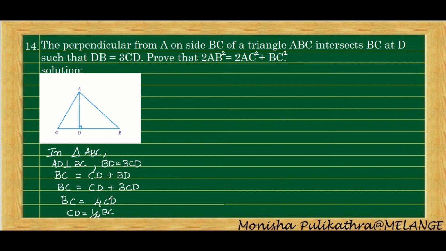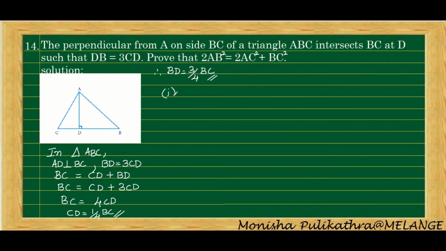Okay, CD is equal to 1/4 of BC. If CD is 1/4, then BD will become 3/4, right? So BD is 3/4 of BC. Since CD is 1/4, the remaining will be 3/4. 3/4 plus 1/4 becomes a whole one, right? So if CD is 1/4 of BC, then BD will be 3/4 of BC. So this much you have to write first.